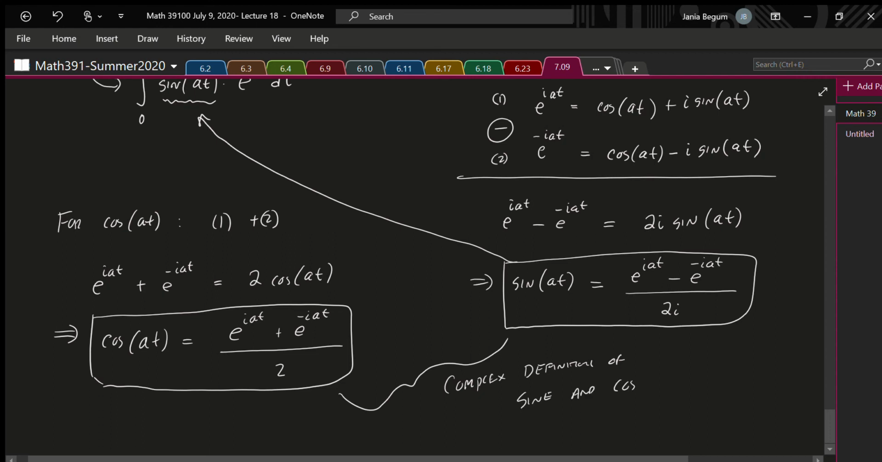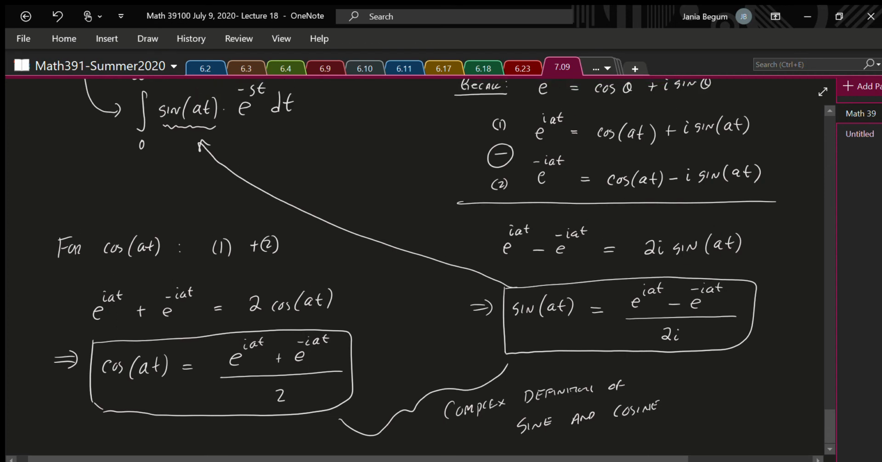So pretty cool if you ever study complex analysis in the future, but very useful. So there you have it. You have a shortcut to integrate sine at e to the negative st, avoiding integration by parts because that's going to take you a while.